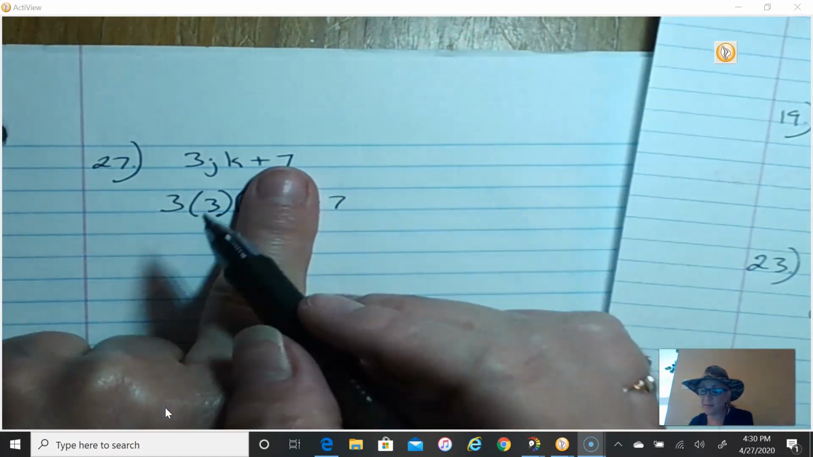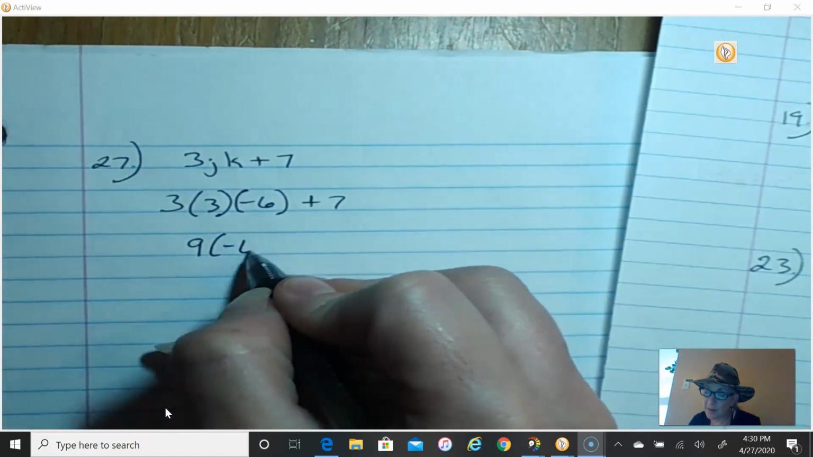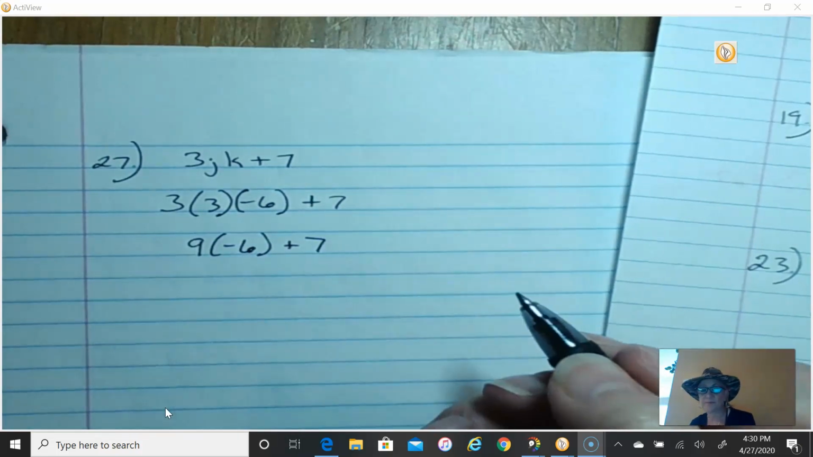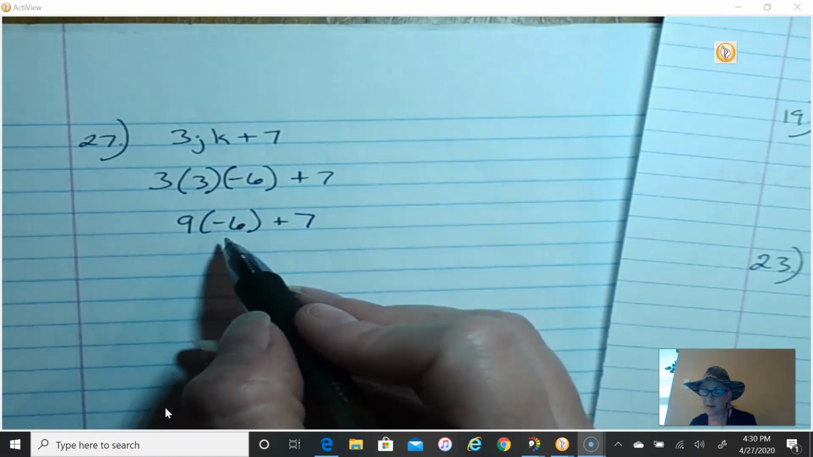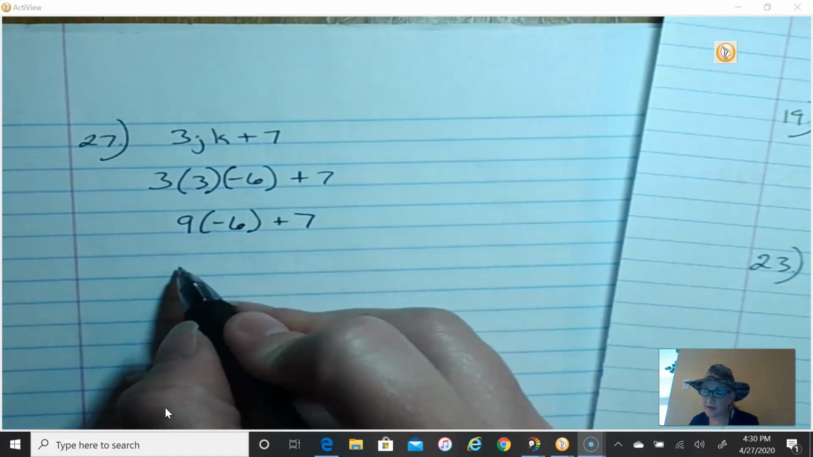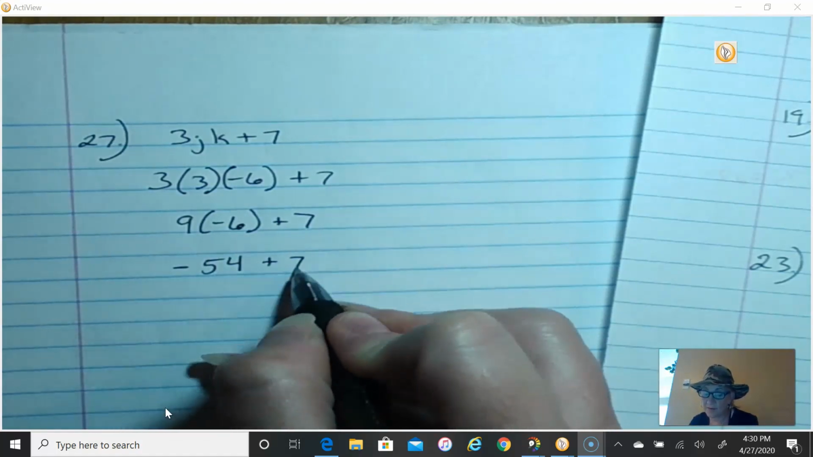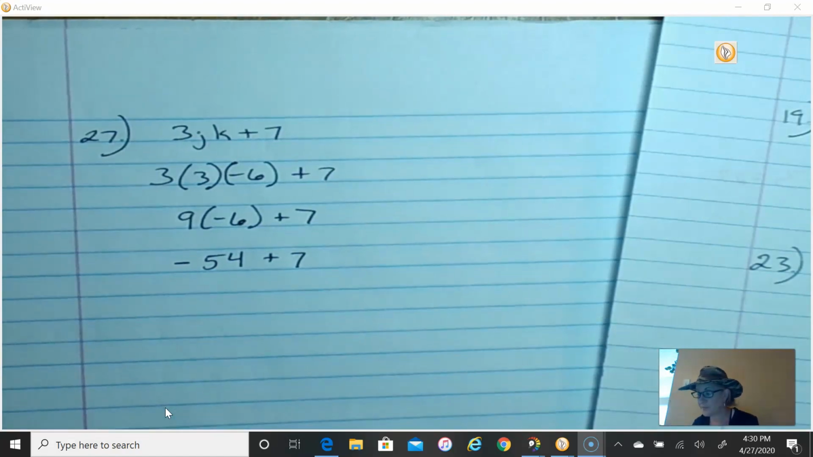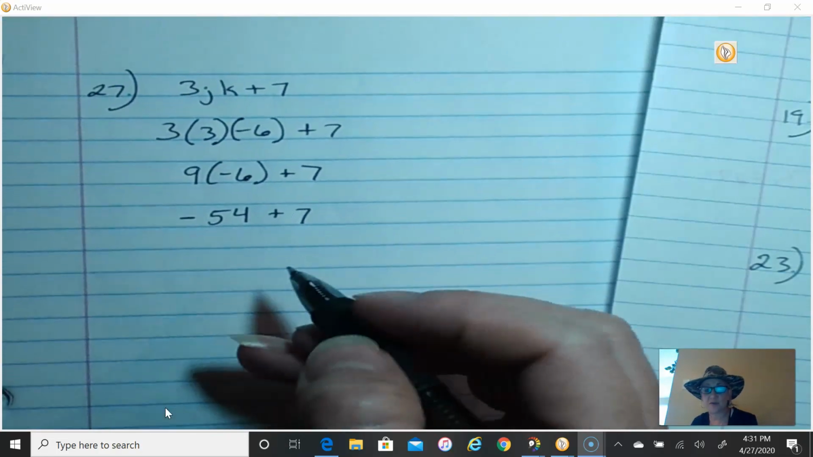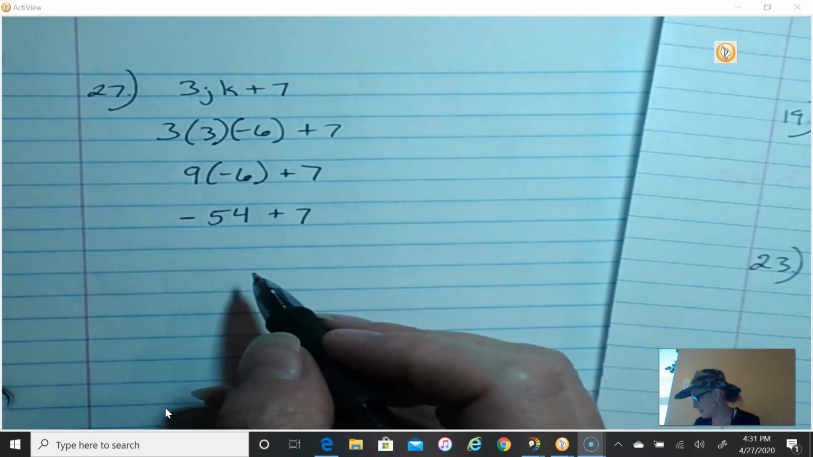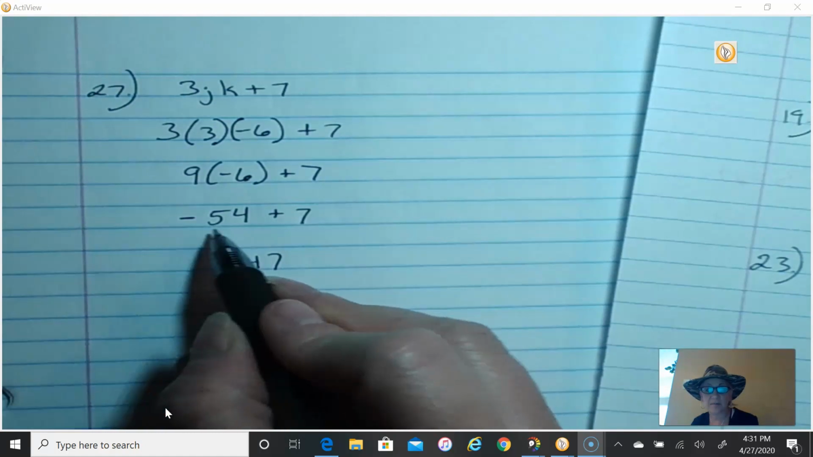Okay, we got a lot of multiplying to do first before we do that adding 7. So I'm going to work left to right. 3 times 3 is what? 9. I'm rewriting my problem. Positive 9 times negative 6. Okay, positive times a negative is a negative always. 9 times 6 is 54. Plus 7, rewriting my problem. A negative plus a positive. When the signs are different, we subtract. So 54 minus 7 is 47. And we take the sign of the largest digit, which is negative.